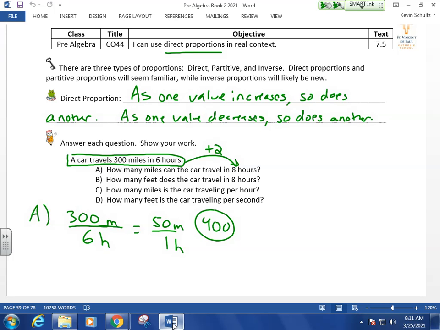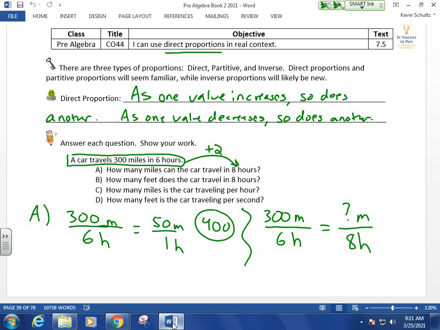Kind of going back to PO42 a little bit here. This is method number 2 here. 300 miles in 6 hours is equal to how many miles in 8 hours? Right? Set up a proportion that we can use cross products to solve here. 300 miles in 6 hours equals how many miles in 8 hours?